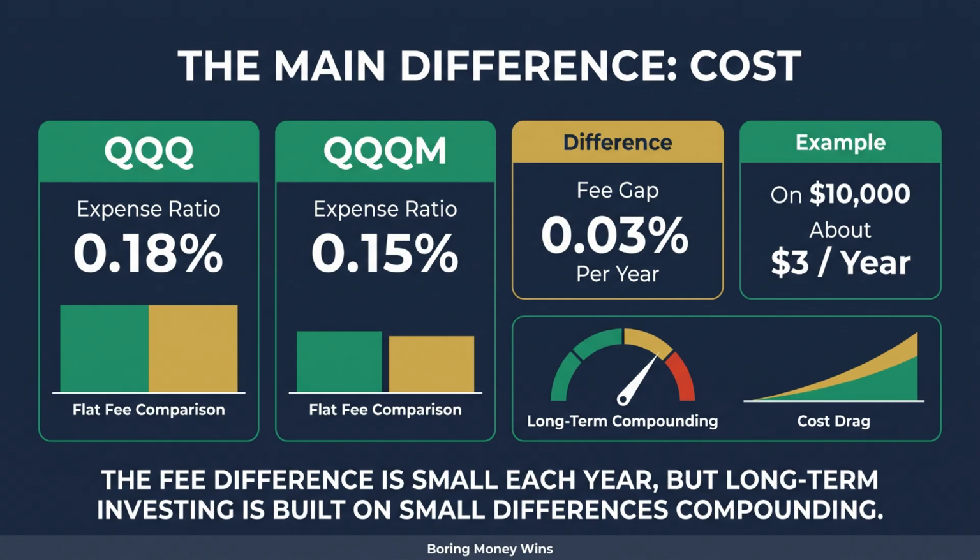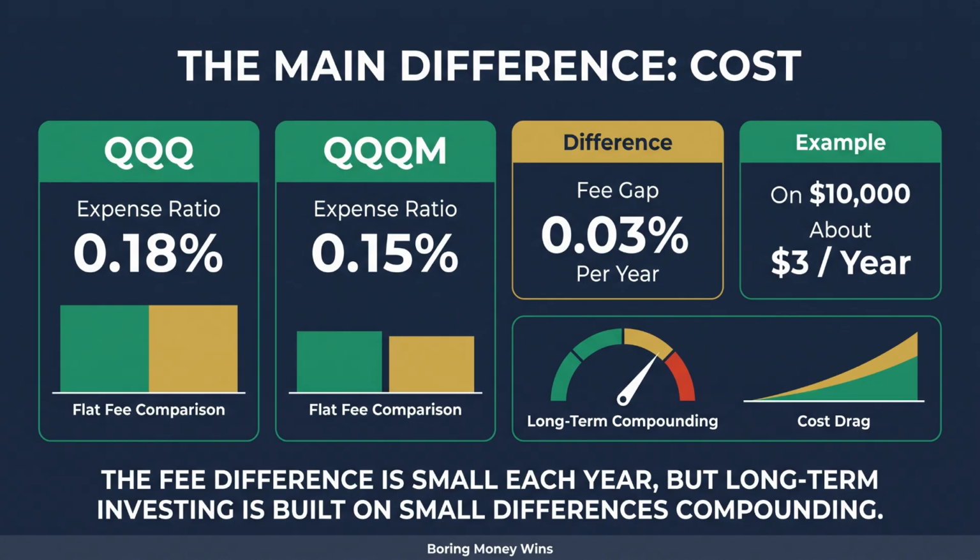So at first, the difference may look tiny, and for a small position, it is not life-changing. But long-term investing is often built on small differences compounding over many years. Lower fees do not guarantee better returns, but when two funds provide very similar exposure, the cheaper version naturally deserves attention, especially for buy-and-hold investors. The fee difference is small each year, but long-term investing is built on small differences compounding.